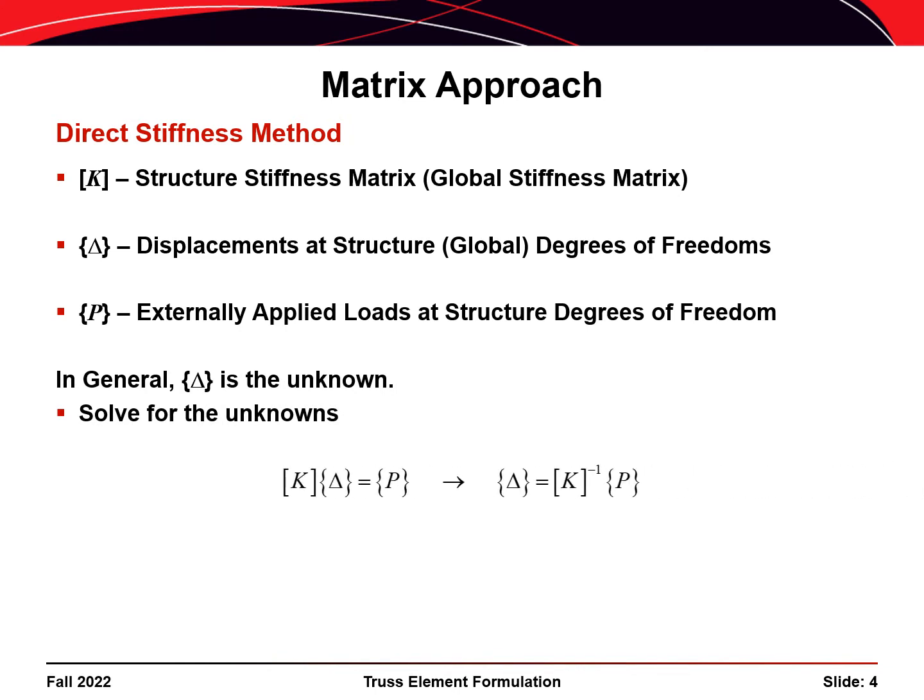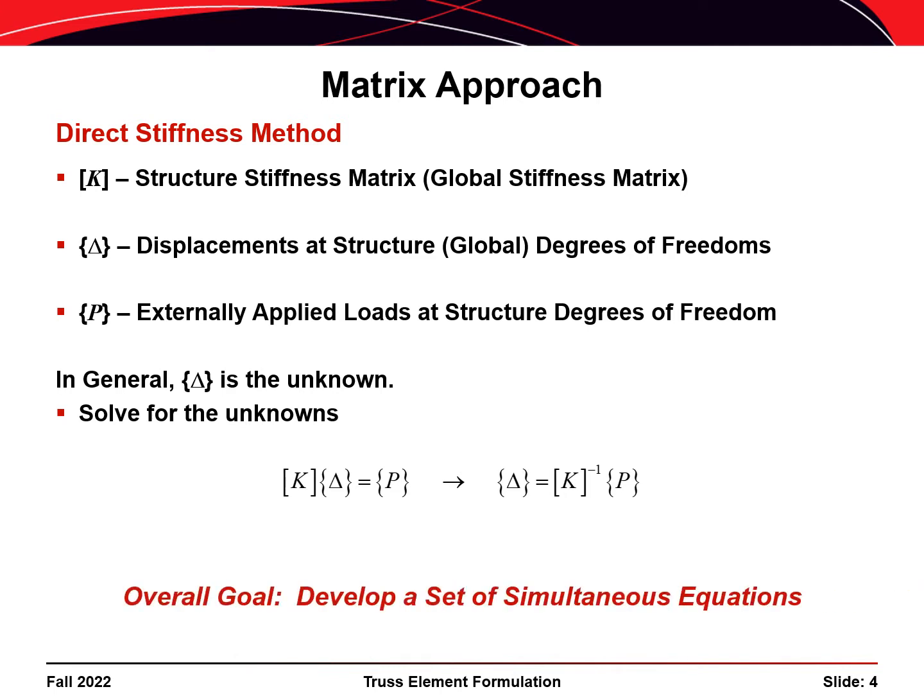The general nodal displacements, delta, are the unknowns. So after we determine the stiffness coefficients K and the externally applied loads P, we invert the stiffness matrix and multiply by the loads to find the displacements. The overall goal of the direct stiffness method is to develop a set of simultaneous equations that can be solved to find the displacements delta. In practice, commercial software wouldn't actually use matrix inversion, however. It would instead use a more computationally efficient method like Gauss-Jordan, Cholesky decomposition, or a wavefront solution technique. Generally speaking, once the stiffness matrix and the load matrices are determined, it's basically a linear algebra problem that needs to be solved.